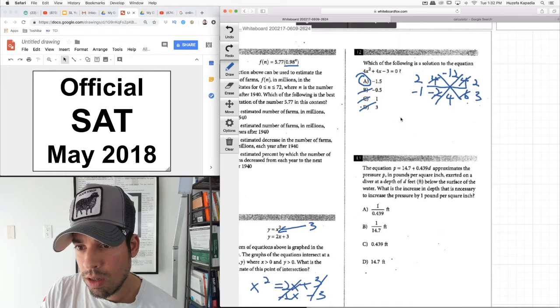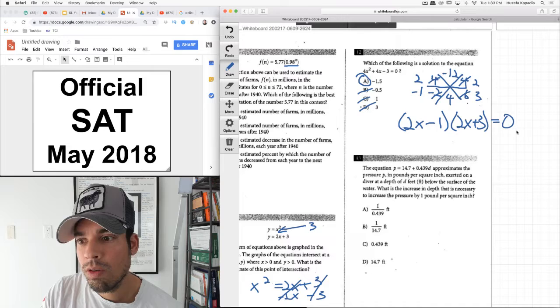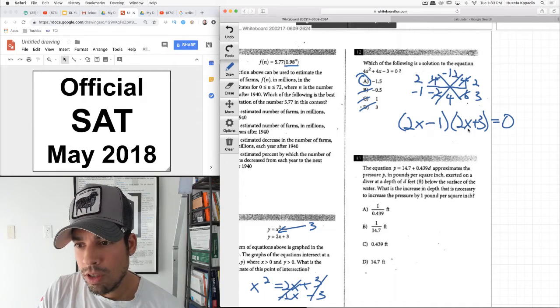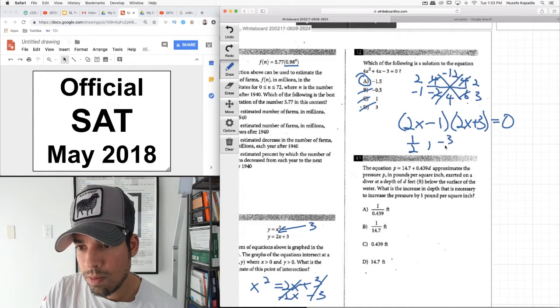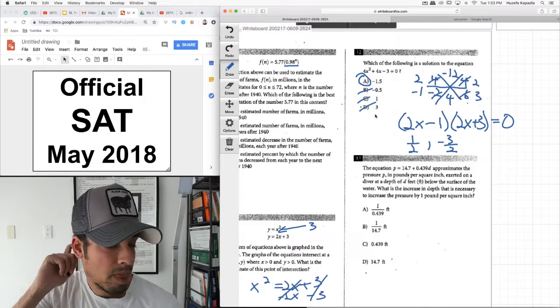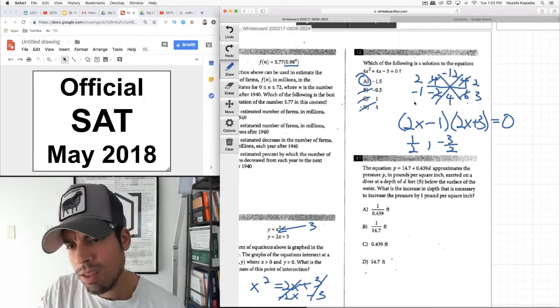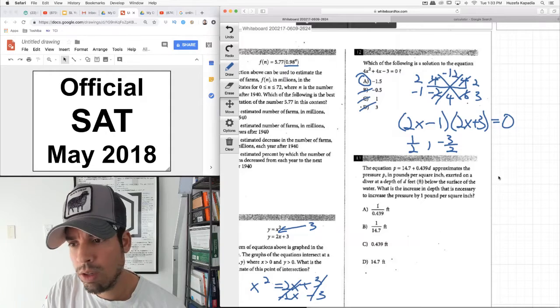2 and negative 1, and then this factors to be 2x minus 1 times 2x plus 3 equals 0. Therefore, my solutions are 1/2, or 0.5, and negative 3 over 2, which is negative 1.5. All right, that's how you definitively find it. But plug and chug is okay if you're pretty quick with your mental math.